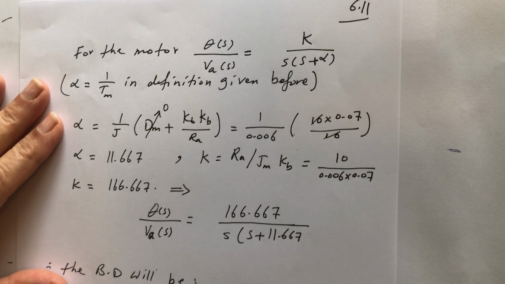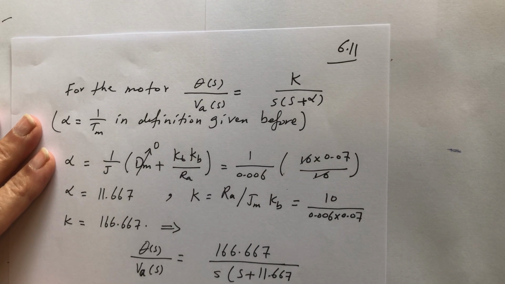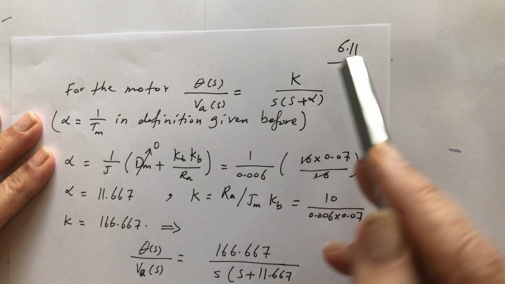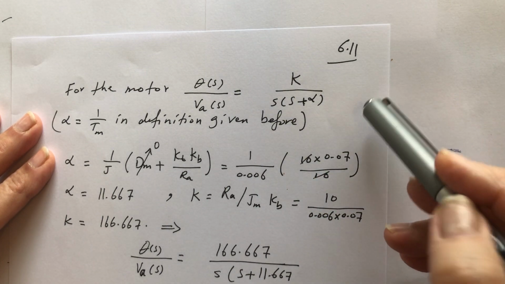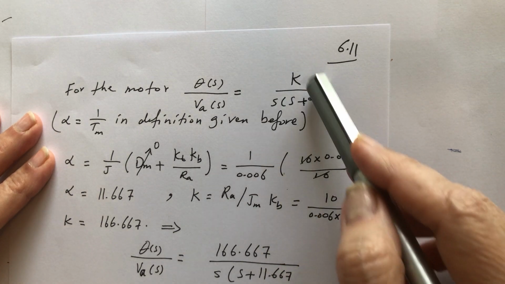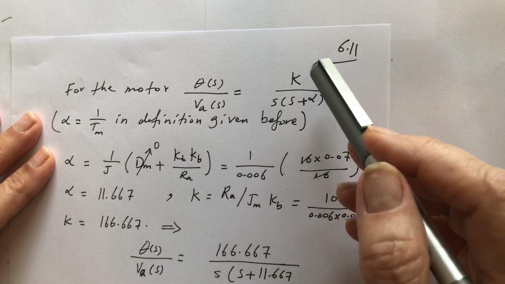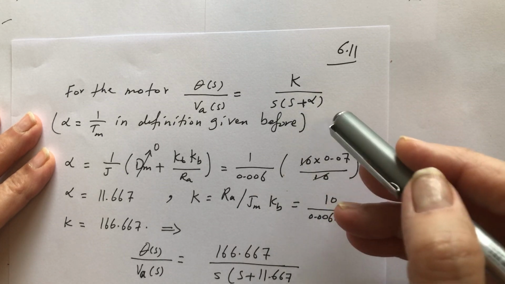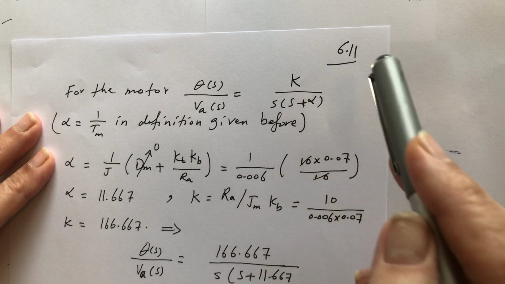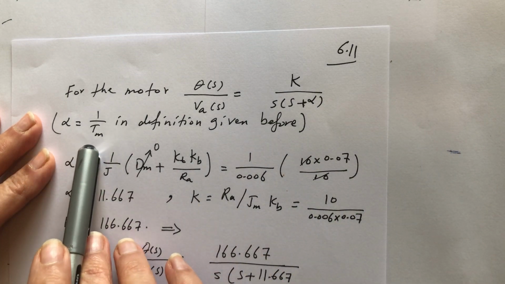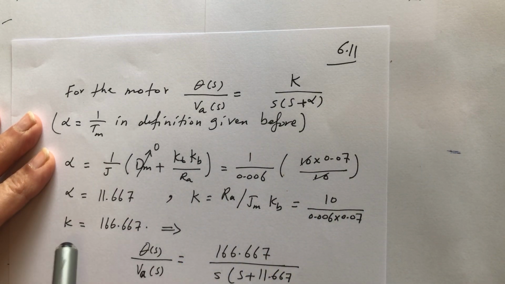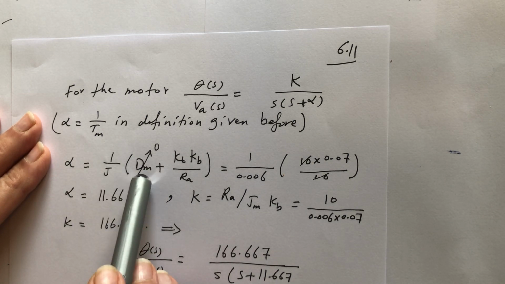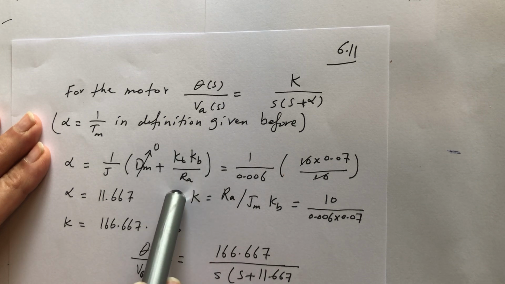Now, for the motor, we have a general transfer function K over S times (S plus alpha), and this form is written in a sheet. I remember I've given it, I used it in the control book, so I can give it to you so that you can use it. Alpha equals 1 over Tm, and I gave it in the definition before so that you don't get confused. Alpha equals 1 over J Dm plus Kt Kb over Ra.